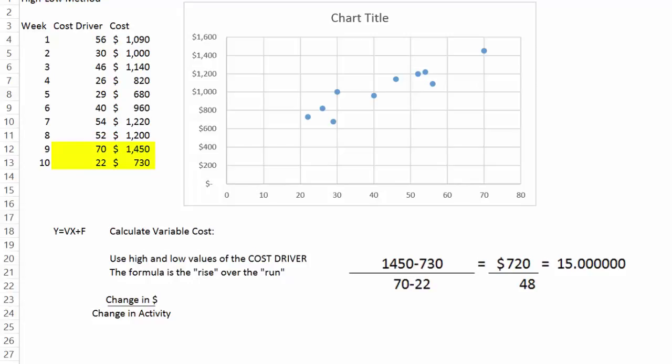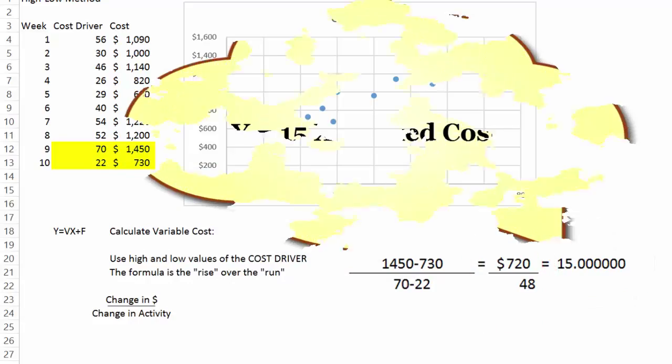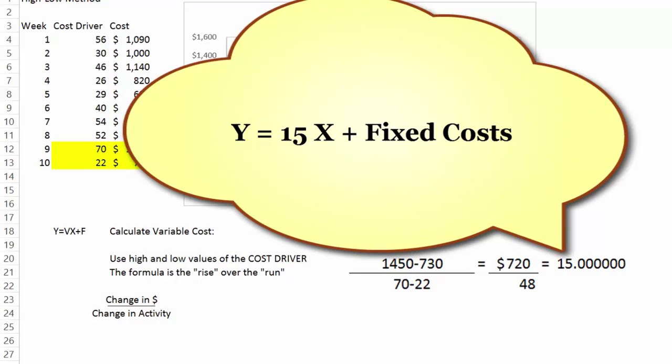So when I put that down, I get 1450 minus 730. That's the change in the rise, or the change in the dollars, divided by 70 minus 22. That's the change in the cost driver. That equals 720 divided by 48, which is $15. That $15 is our variable cost. So now we've determined that the variable cost equals 15.